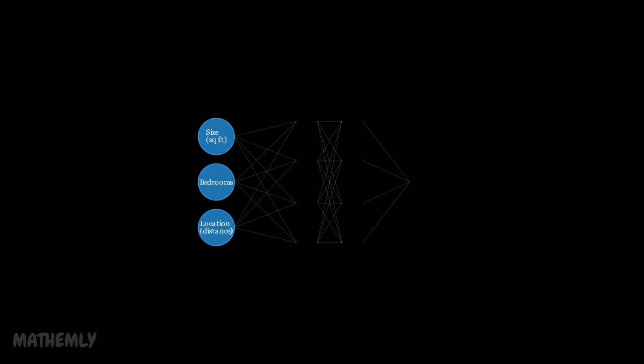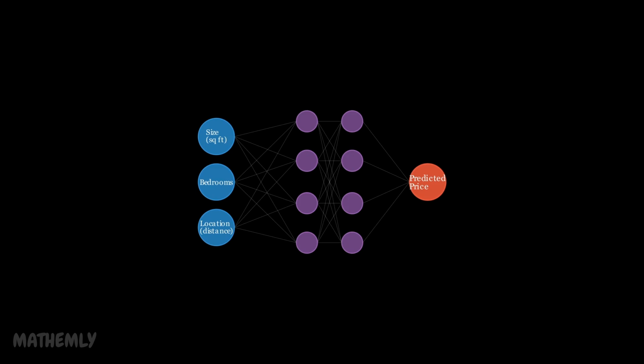In our house price example, the input layer starts with the property's details: size in square feet, number of bedrooms, distance to the city center. These numbers travel through the network, where each neuron processes them using its weights and bias until the final output layer produces the predicted price, let's say $120,000.